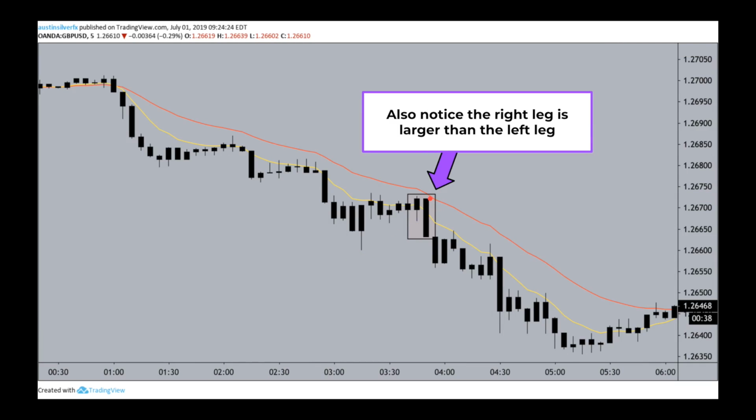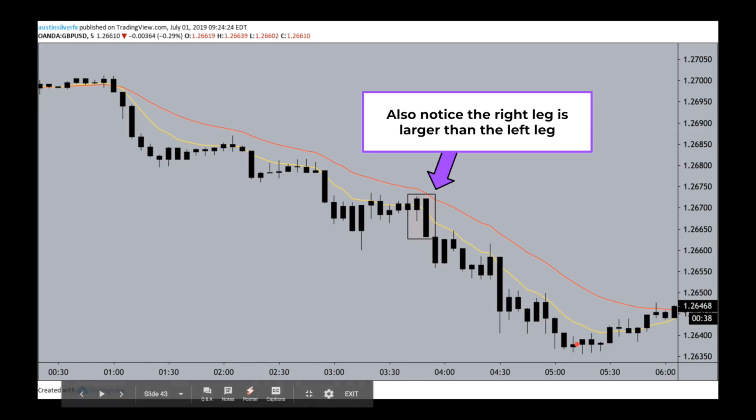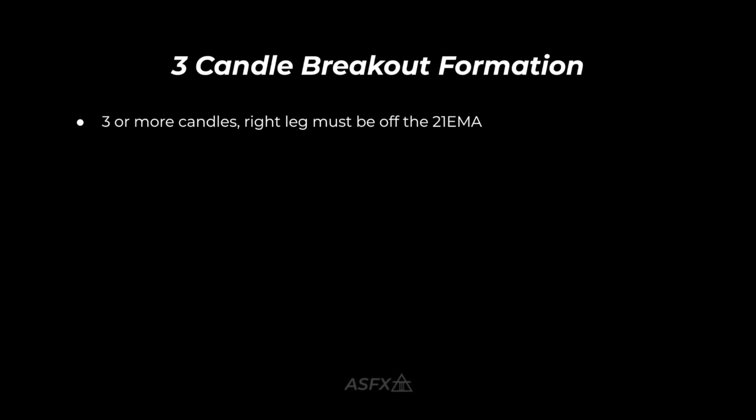Here, you can also see a short coming off the 21 EMA. The right leg breaks the previous consolidation zone. It actually breaks out for a new low of day, again on the 5-minute chart. And here, if you had entered on the candle close, you could have made money as it fell from 3:45 all the way till about 5:30 in the morning. So now you understand the 2 candle breakouts. Let's look at the 3 candle breakout formations.